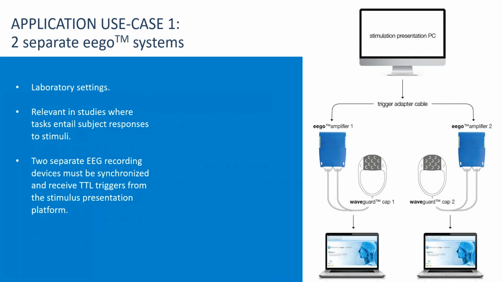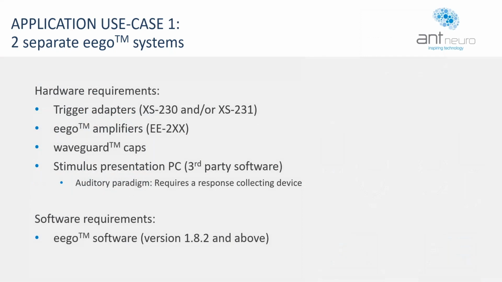I do have a next slide which tells you what kind of hardware you need from our side to achieve this. And I would use the nomenclature that we generally use, but of course give you a little bit of explanation about the nomenclature. So first, being adapters, you can use the XS230 and or the XS231. The difference between the 2 is one has a DB25 connector, while the other one has a BNC connector.